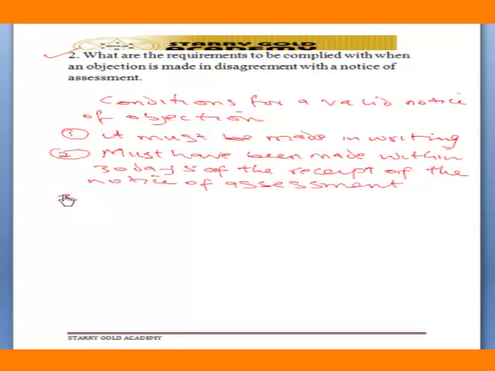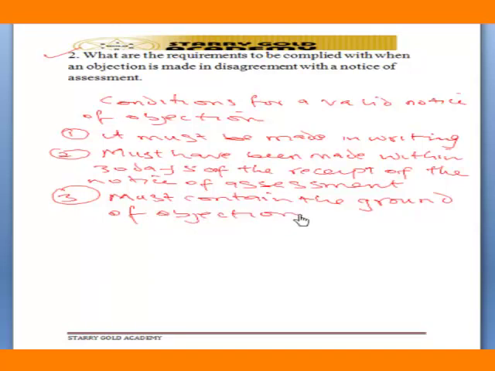Three points here. 3. It must contain the grounds of objection. In other words, the reasons for objecting. Grounds of objection: the reason why the taxpayer is saying no to that assessment.